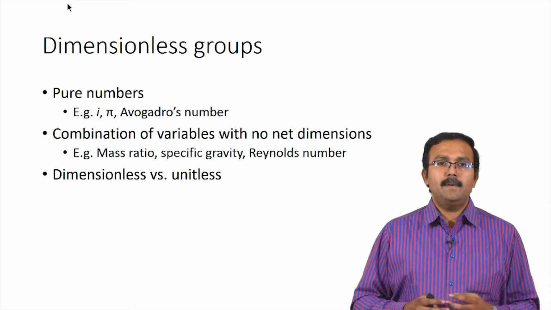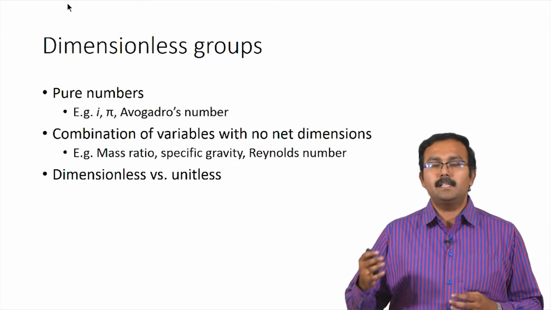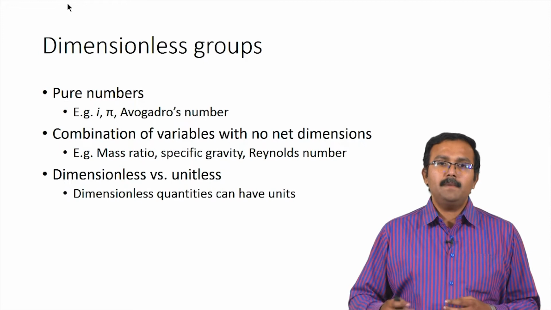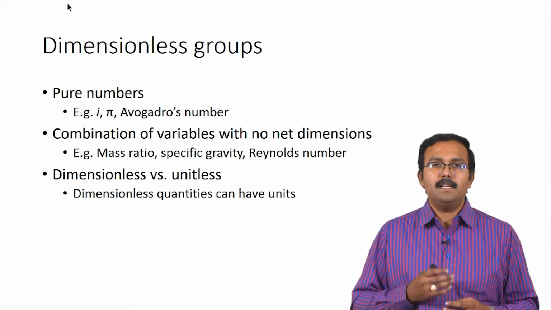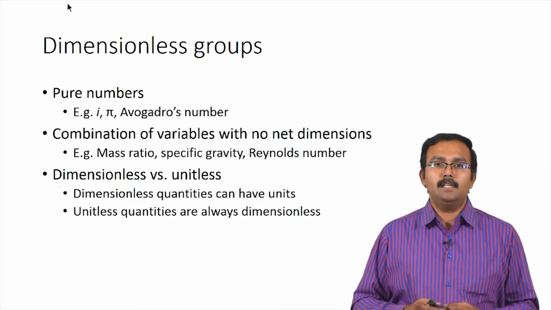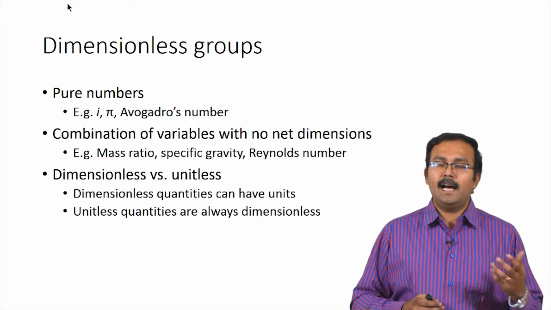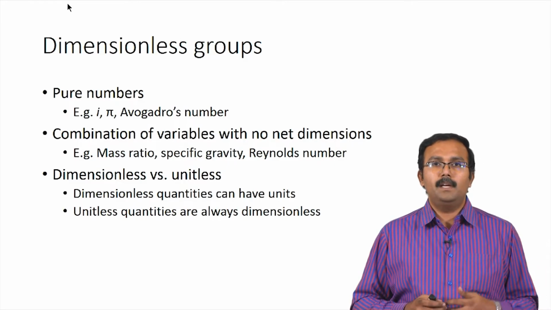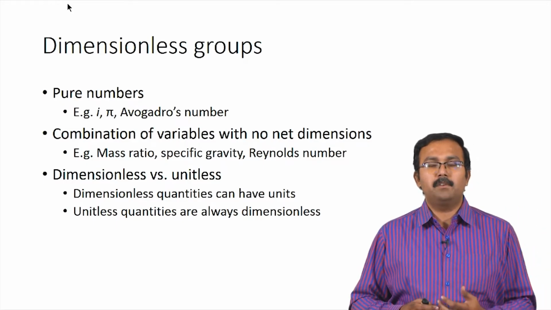When we talk about dimensionless numbers, we need to understand that there can be dimensionless numbers and unitless numbers. When I say dimensionless, it does not mean that the quantity is unitless. Some of the dimensionless quantities can have units, whereas all the unitless quantities are dimensionless. The example would be mass ratio, which technically has units of grams per gram, where it would be grams of one component divided by the grams of mixture or the grams of other component.